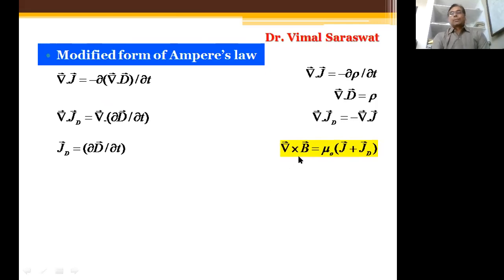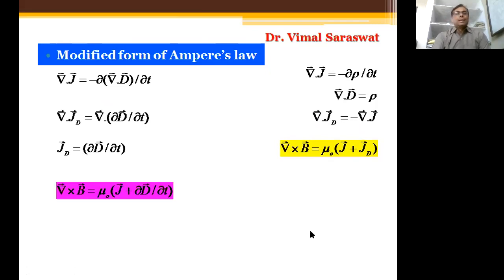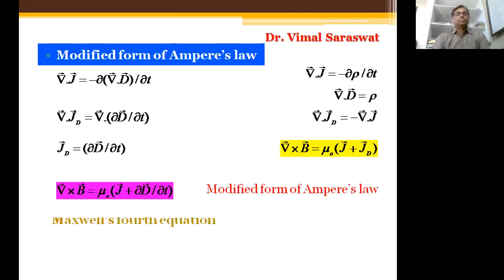But curl B is equal to mu naught times (J plus JD), and JD is equal to del D by del T. So we substitute JD from here to here, and hence curl B is equal to mu naught times (J plus del D by del T). This equation is known as the modified form of Ampere's law and also known as Maxwell's fourth equation.